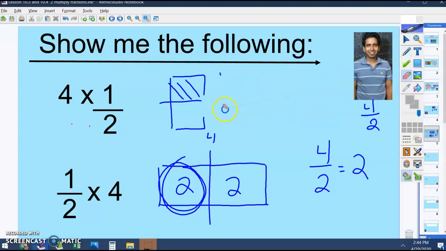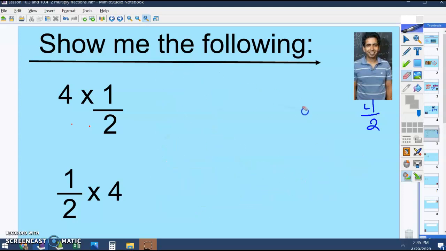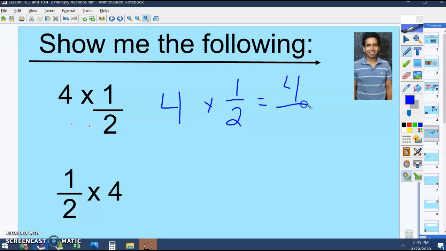So let's see what that looks like if I write it as an equation. If I write 4 times 1/2, and my answer is 4 halves, what do you recognize about this equation? Well, it looks like I can multiply 4 by my numerator 1 and get 4, and the 2 just stays the same. I'm not multiplying it by nothing. If I was multiplying by nothing, it would be 0.